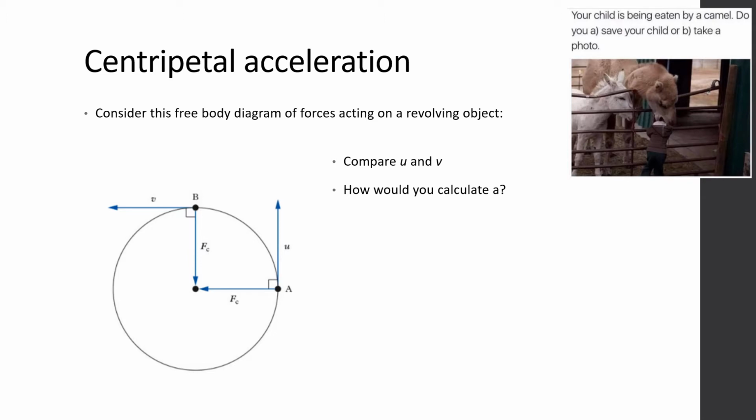Okay, so we've thought about changing velocities, changing velocity directions, but if we have a look at this free body diagram of forces acting on a revolving object and we compare u and v, we can see that these velocities, which are tangents to the point, are equivalent in terms of their magnitude, but they are different in terms of their direction, and that change in direction means the object is said to be accelerating. So how could we calculate A, given that we've got this u and v?